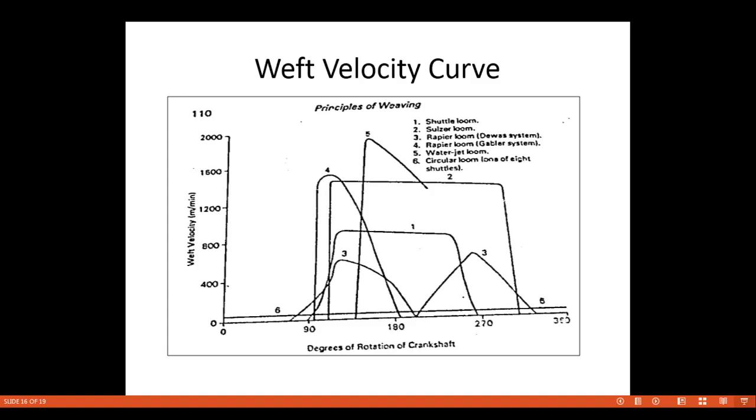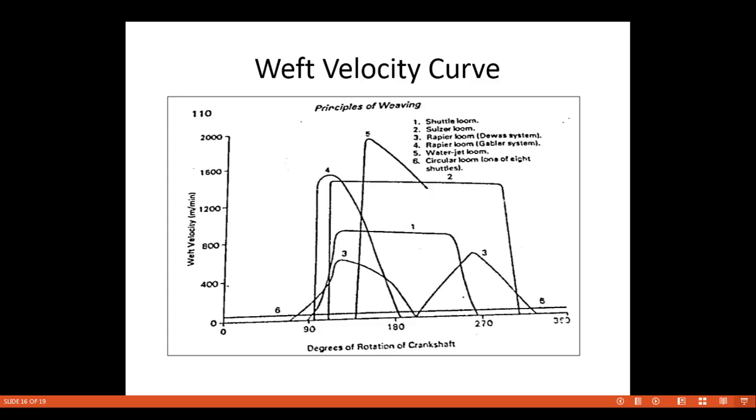Next, in detail we will see the weft velocity curve. Weft velocity in shuttleless looms plays a very important role. As the speed of the machine increases, the velocity of the weft increases. Velocity is important because if any weak places are there in the yarn and the weft velocity is more, as the speed of the machine increases, the breakages of the weft will be more. So weft velocity influences the weft breakage rate.